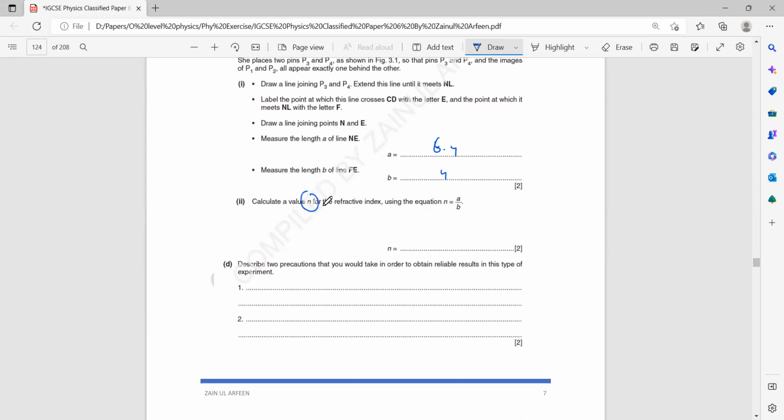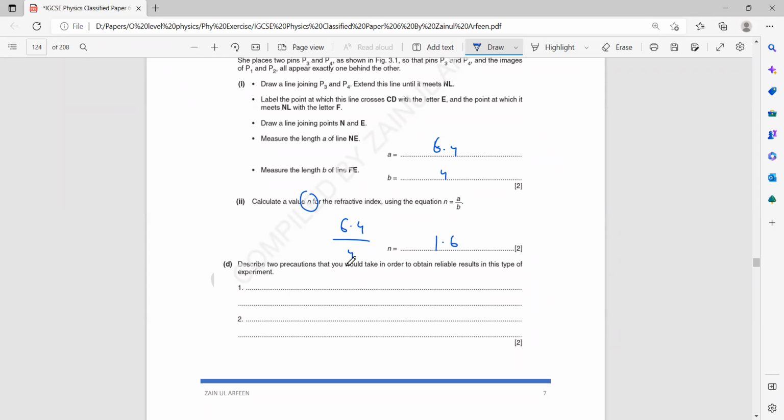Then you have to use a formula to get n, the refractive index, A divided by B. Don't bother about the formula in paper 6, it's always given. So 6.4 divided by 4. What is the answer? That is 1.6. So we write 1.6 and no unit.